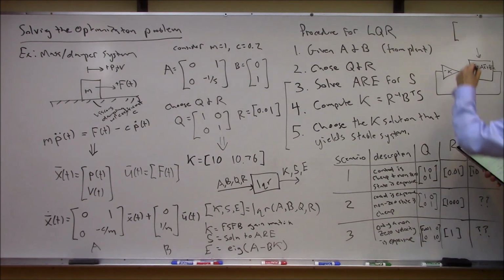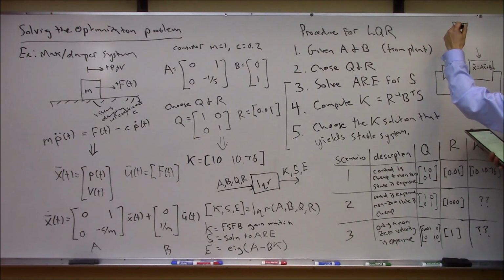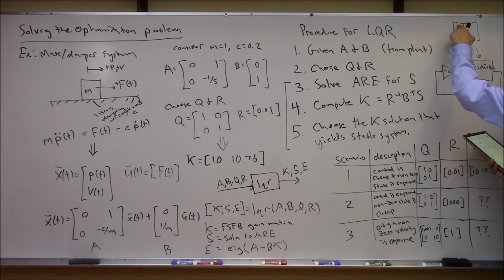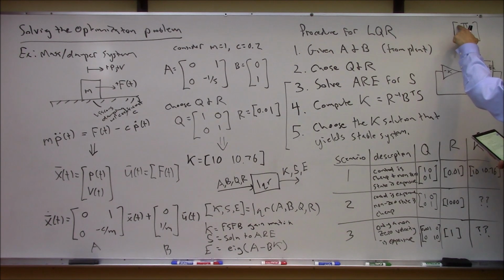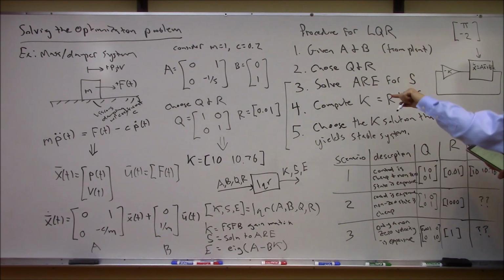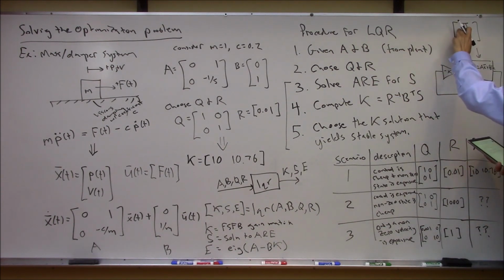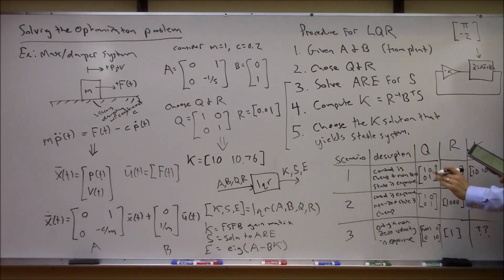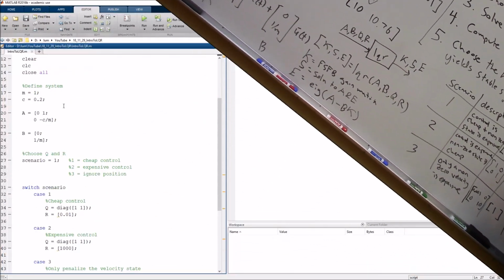Let me just make sure. Oh, here, something like maybe let's make it pi and -2 here, right? So this is the position. It's pi units away. It's moving at -2 meters per second velocity here. And let's see how fast this non-zero initial condition will be regulated to 0 in these 3 different scenarios.